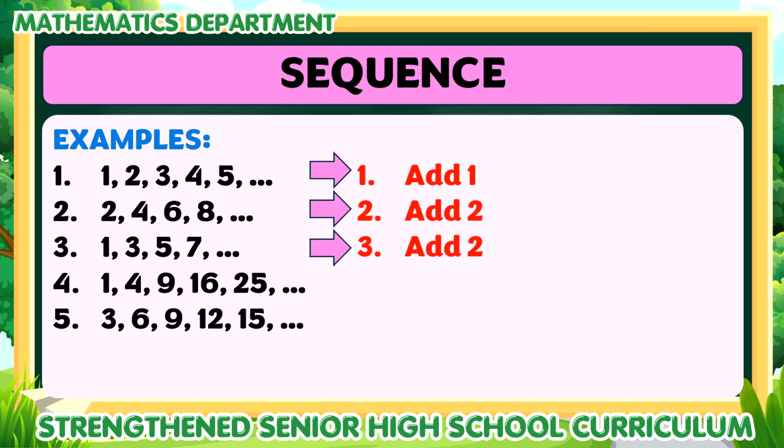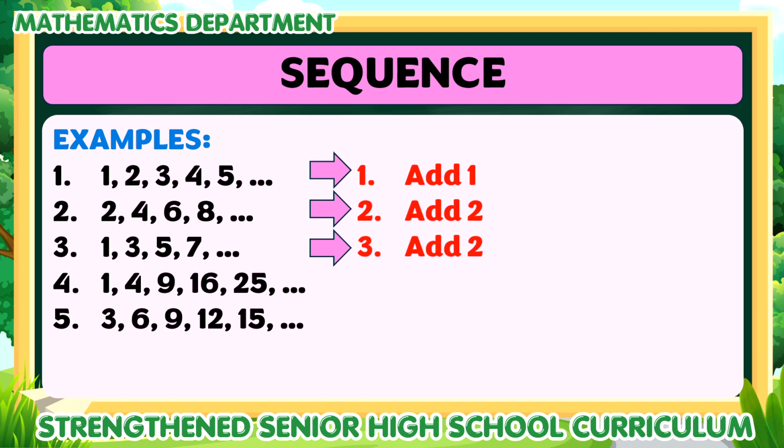So for item number 2, from 2 you will be adding 2, so you will have 4. Adding another 2, you'll have 6. Adding another 2, you will have 8, and so on. The same with number 3. So from 1, when you add 2, you will obtain 3. You add another 2, you will obtain 5. And you add another 2, you will obtain 7.